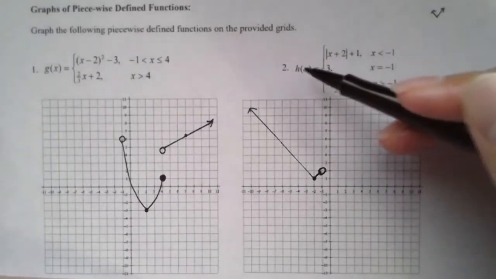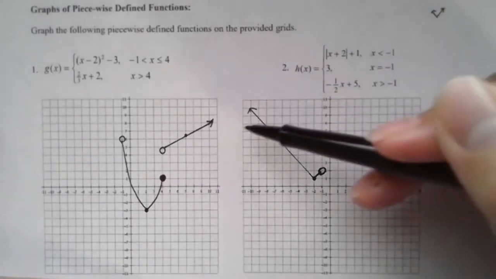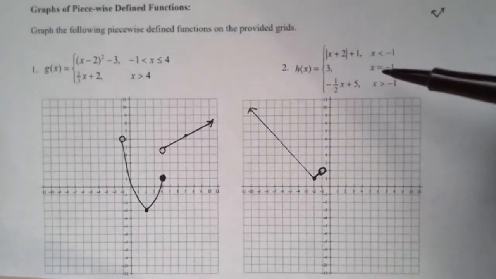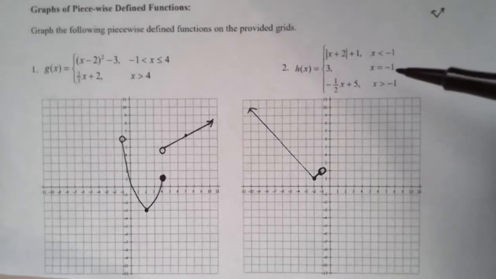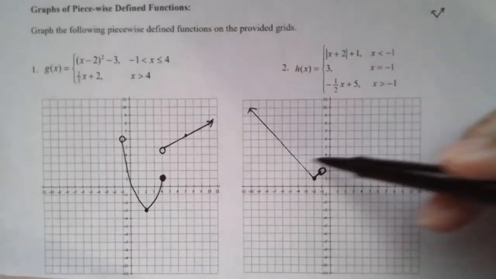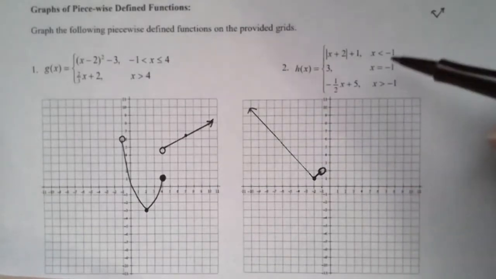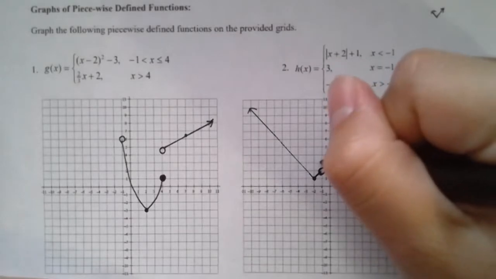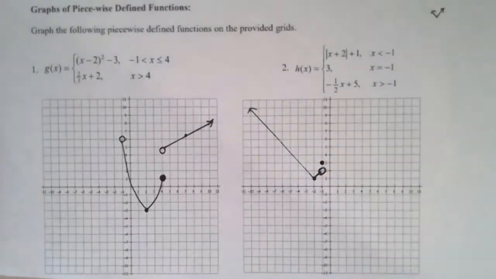y is equal to 3. Recall that those are just horizontal lines. That's true exactly where x is equal to -1. So at -1, I have 3. It would be a line, but it's only true at x equal to -1, so I have just a point there.